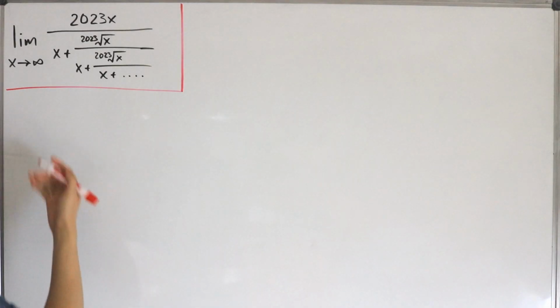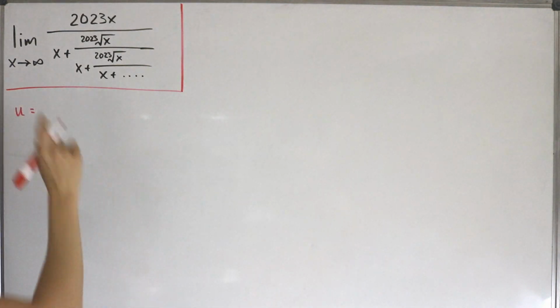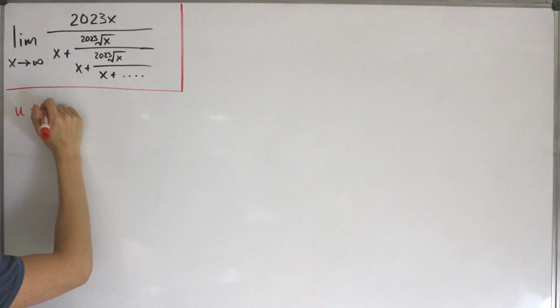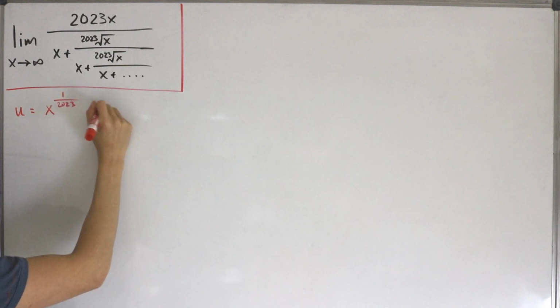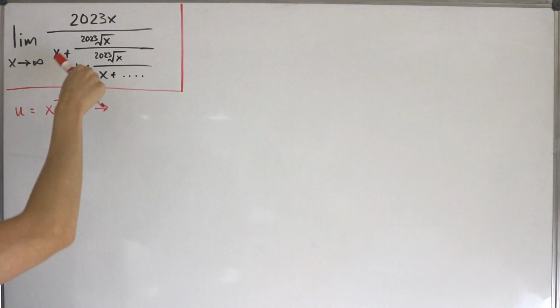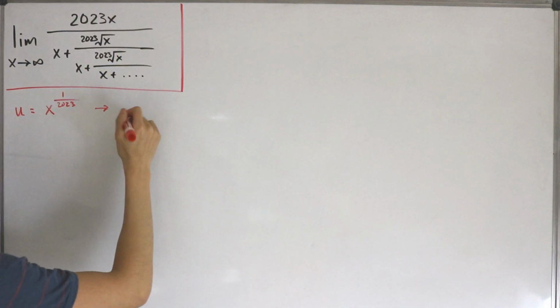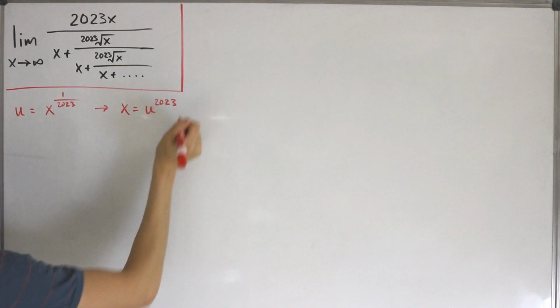Let's suppose we call the substitution u. I'm going to let u equal the 2023 root of x, but let me write that in exponent form: x to the power 1 divided by 2023. What we want to do is make things a little bit easier, because there's x by itself, so let's solve for x. In other words, x would have to be equal to u to the power 2023.